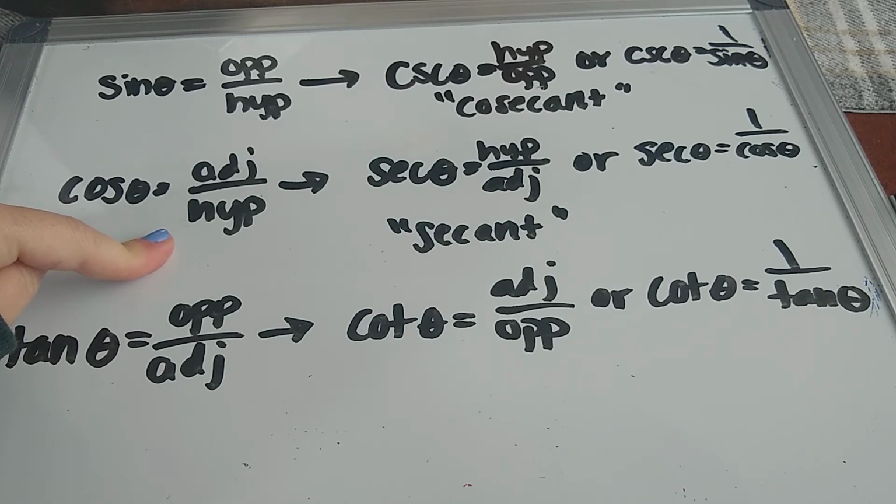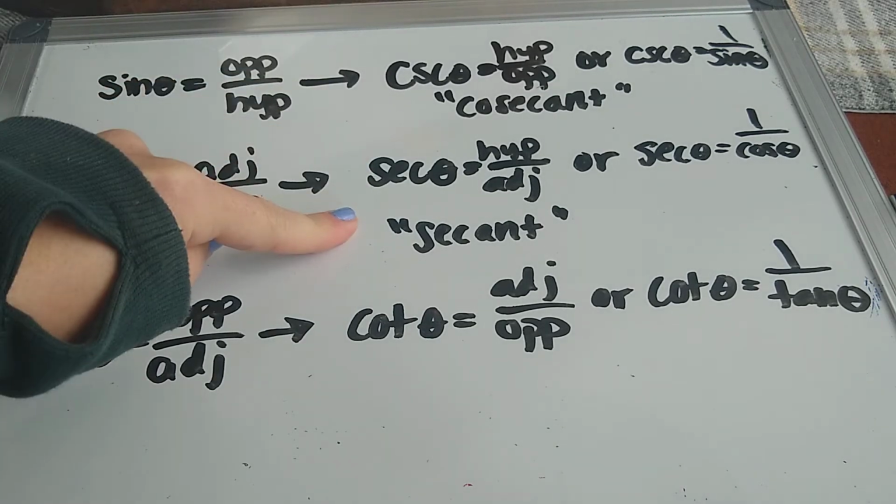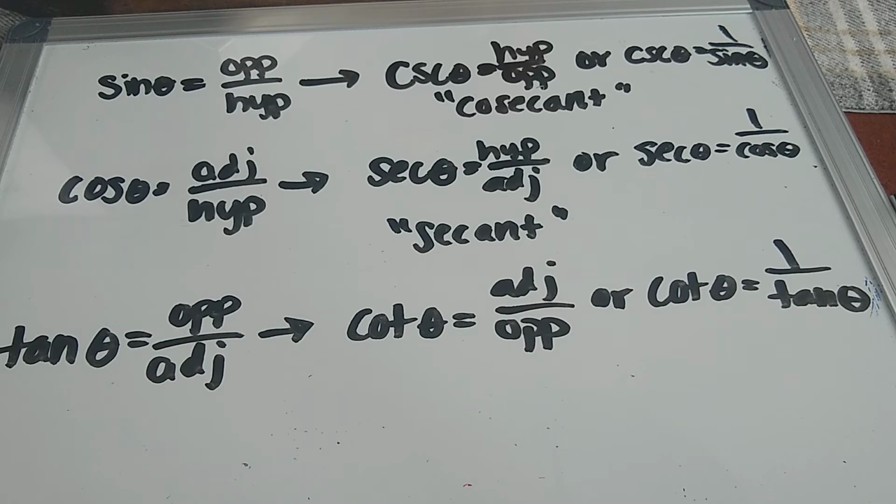All right, we got cosine, which is the adjacent over hypotenuse. That's how it's defined, and that's how we've been using it. That one has a reciprocal. It's called secant, S-E-C of theta, which is the hypotenuse over adjacent. So again, it's just the flip of cosine. We also see it as secant of theta equals 1 over cosine theta.